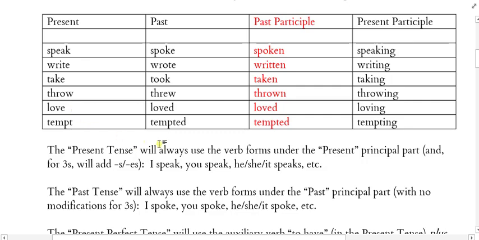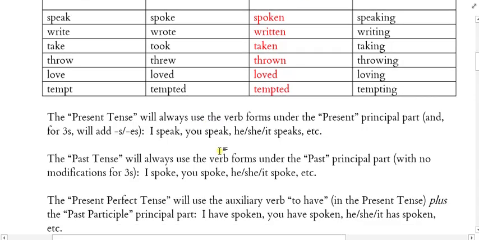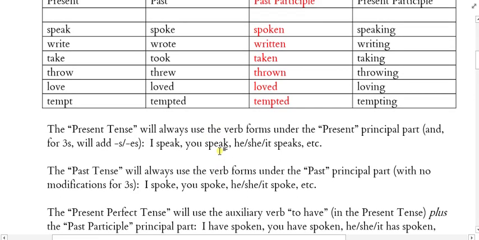So loves and tempts. Now, the past participle part is used to form what's called the English past tense. So any simple past time action without respect to its progress is going to use the past participle part. So John spoke, Mary wrote, I took, we threw, y'all loved, they tempted. All of our persons and numbers use the same past form. We don't modify this at all to form the past tense.